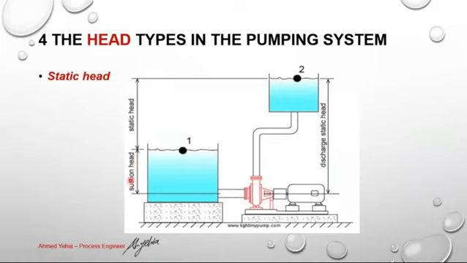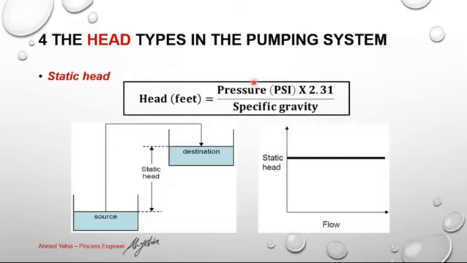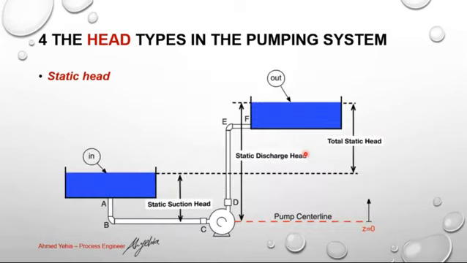Suction side is called the suction head, and the difference between them is called the static head or total head. A static head can be calculated from this equation, and you see this equation of the flow, as you see here. When the flow increases, the static head is fixed, not increased or decreased. And because there is a difference in height between the suction and discharge flanges of the pump, the static head, this is a very important thing.